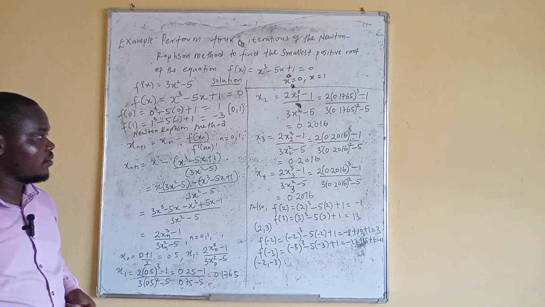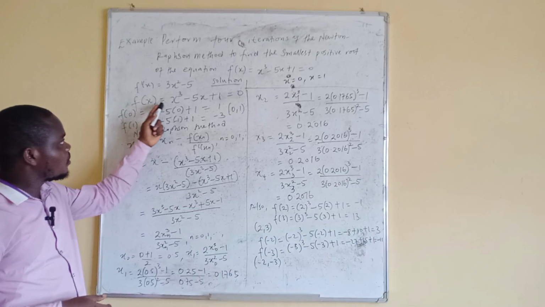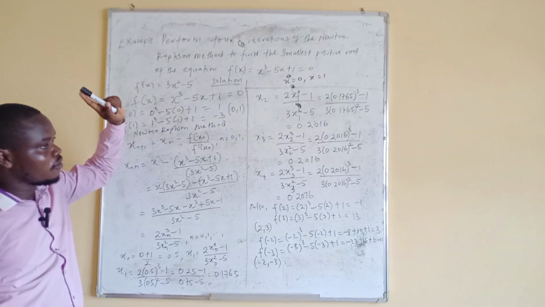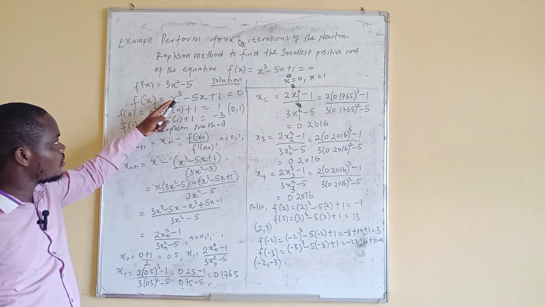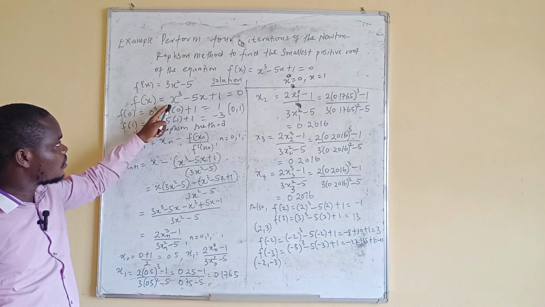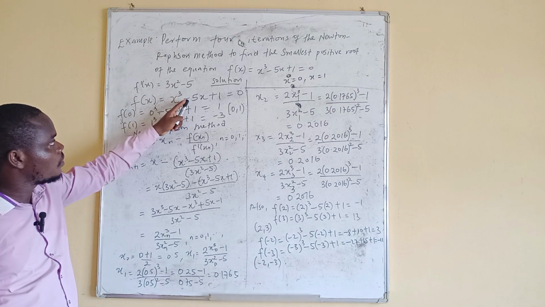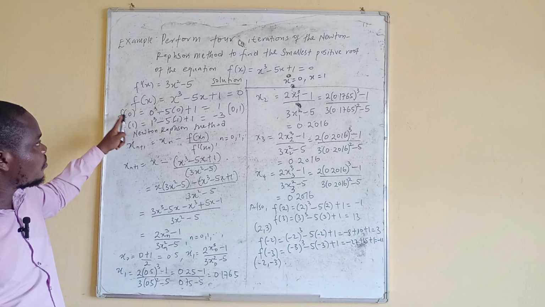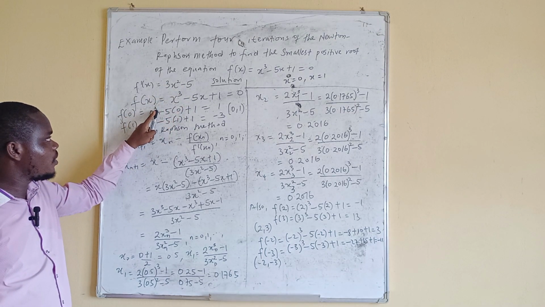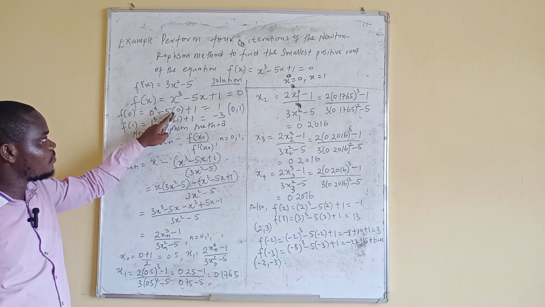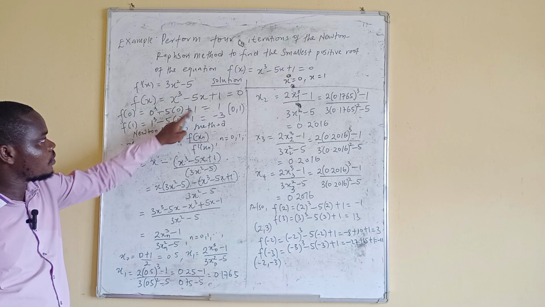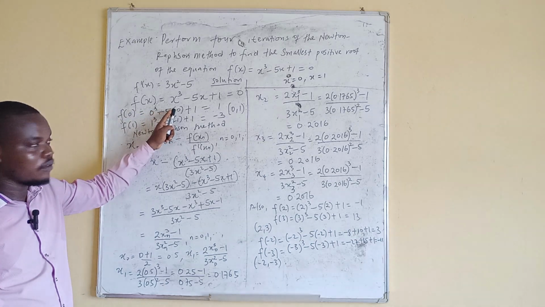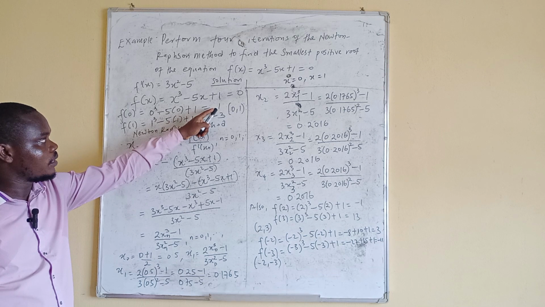When x is 0, our function f(x) = x³ - 5x + 1 = 0. And in Newton-Raphson, we need f'(x), which is 3x² - 5. Now, if you take x as 0, f(0) gives us 0³ - 5 × 0 + 1. Now, 0³ is 0, 5 times 0 is 0, plus 1 gives us 1.